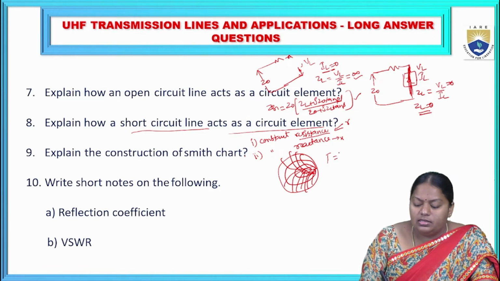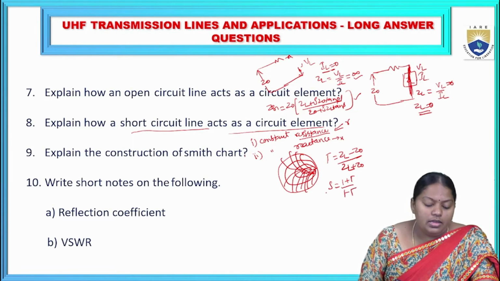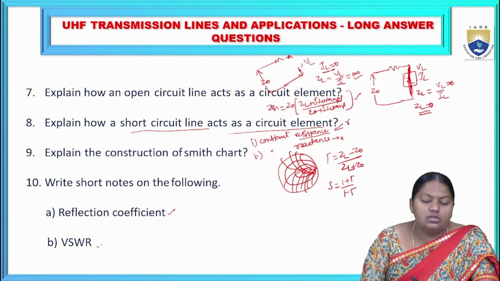gamma equal to ZL minus Z0 by ZL plus Z0, and the standing wave ratio is equal to 1 plus gamma by 1 minus gamma. Then, write short notes on the following: reflection coefficient and VSWR.